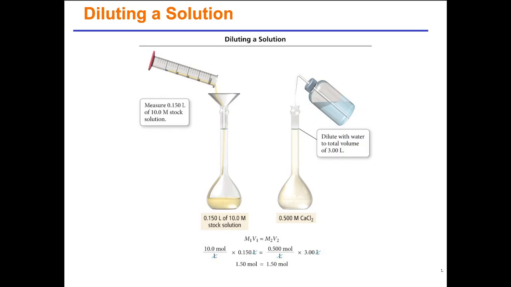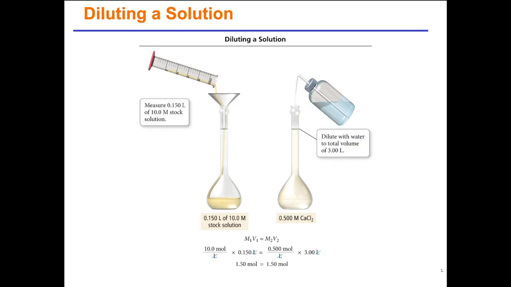So this would be the method for diluting a solution. Here we want to make a 0.5 molar calcium chloride solution. First, we want to calculate how much of our stock solution to add. We know our final volume, we know our target concentration, but what we don't know is the volume that we need. So we have to figure out how much of our stock solution to add to get to our final solution after we dilute it.